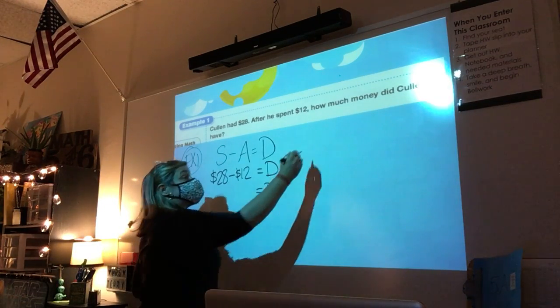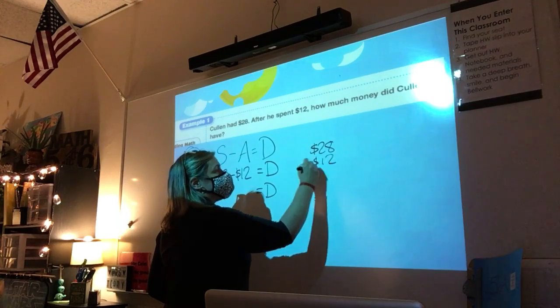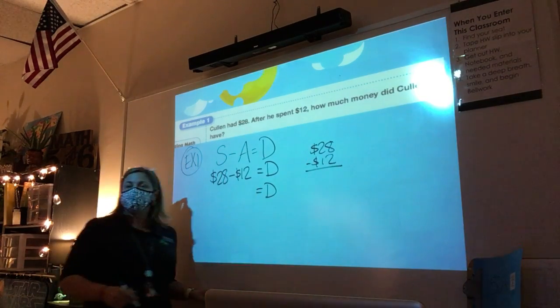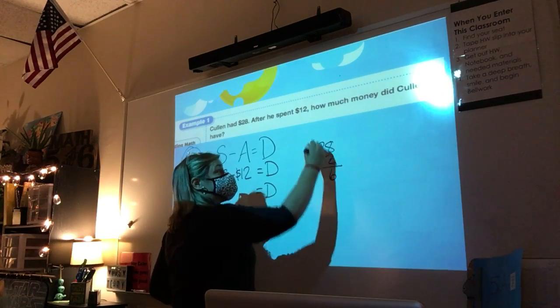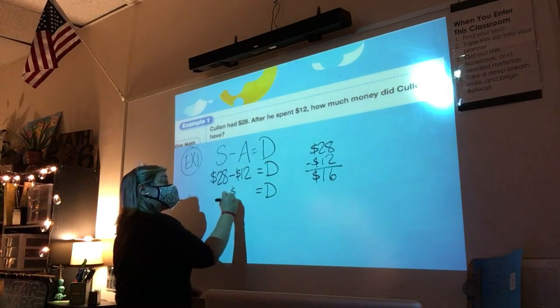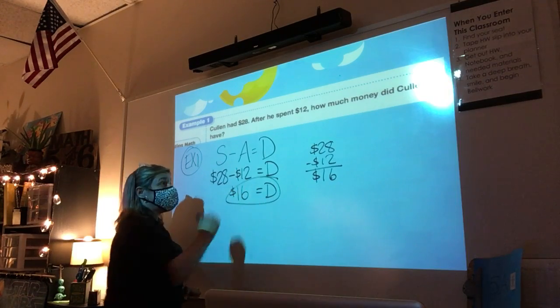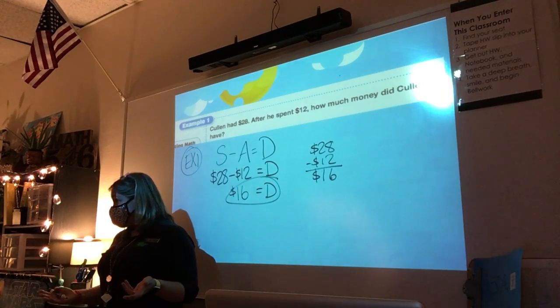Now, what I would do is I would come over here and do my chicken scratch, 28 minus 12, and get my answer. 8 minus 2 is 6. 2 minus 1 is 1. So he had $16 left. Got it? So for this problem, were there 4 steps?